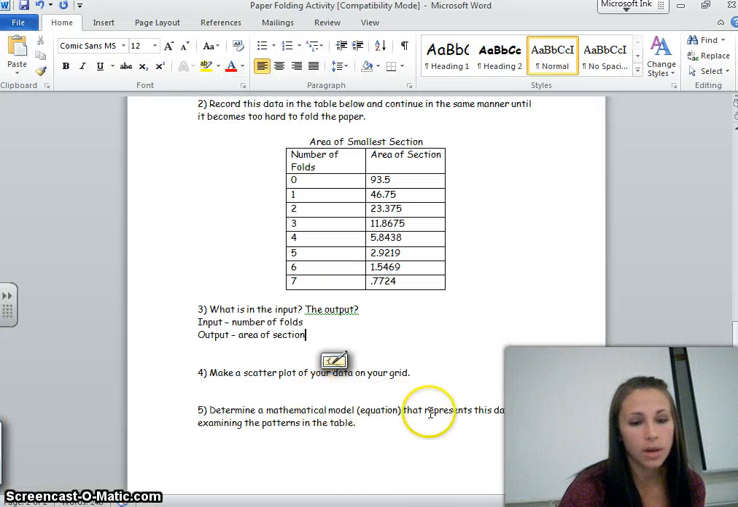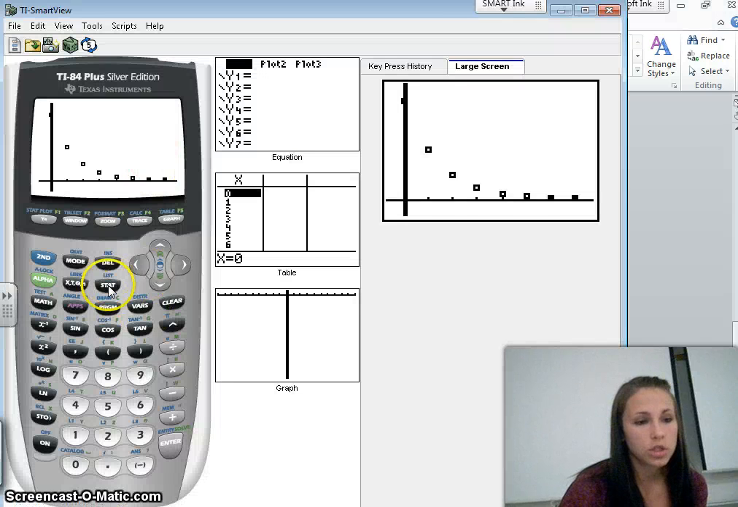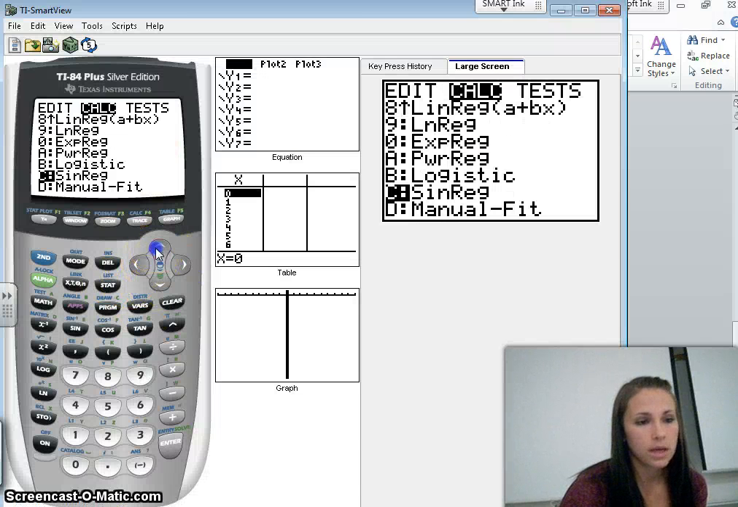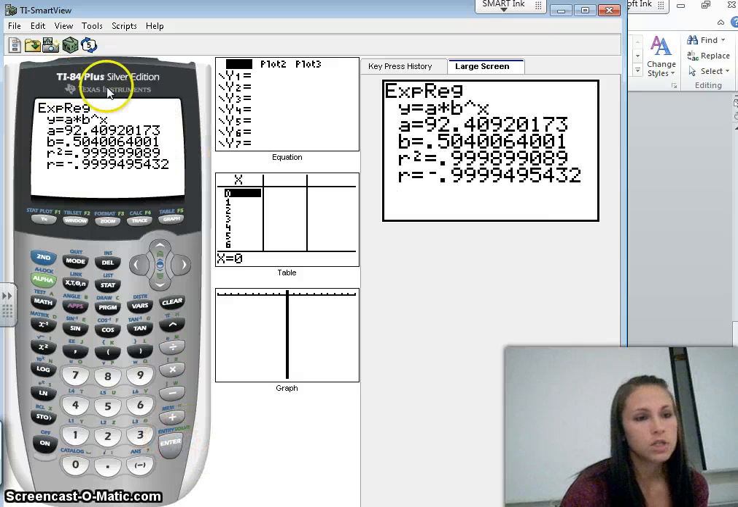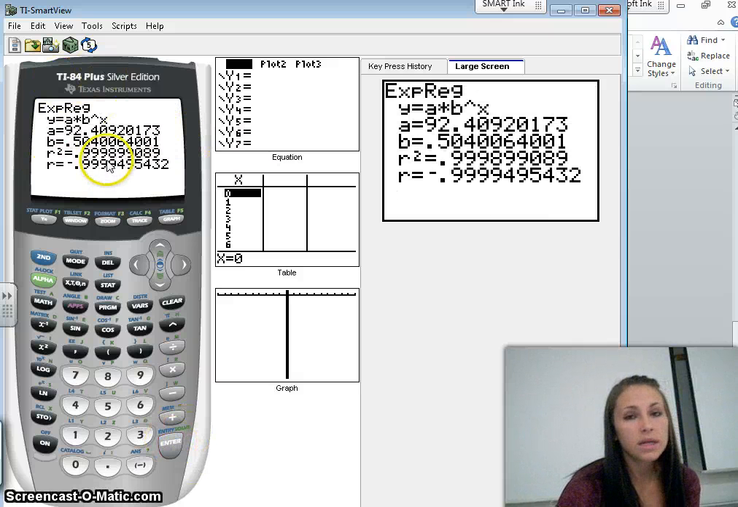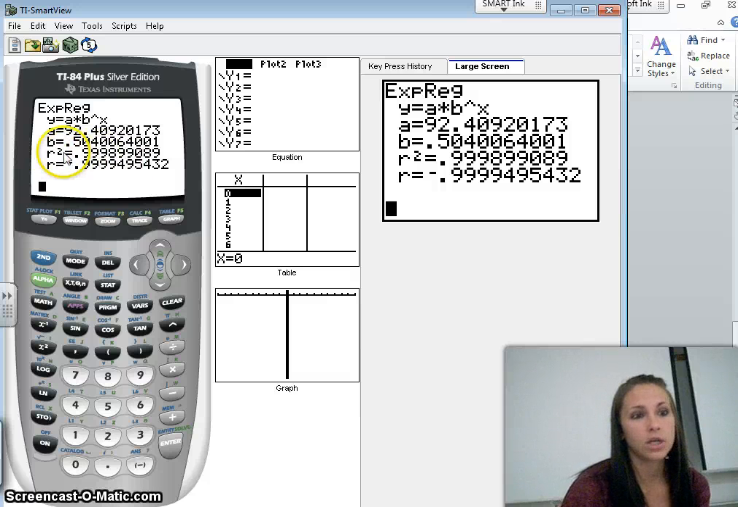And now I want to find a model that represents that. So I want to determine a mathematical model. So I'm going to go to Stat Calc, same thing, exponential regression. Enter, enter. And so then here is that, and because I kept my decimals very, very accurate, it's almost a perfect fit. That's what that R squared value means. The closer it is to 1, the better the fit. So then I'm just going to round these numbers. So I'm going to make this 92.4 times 0.5 to the x.